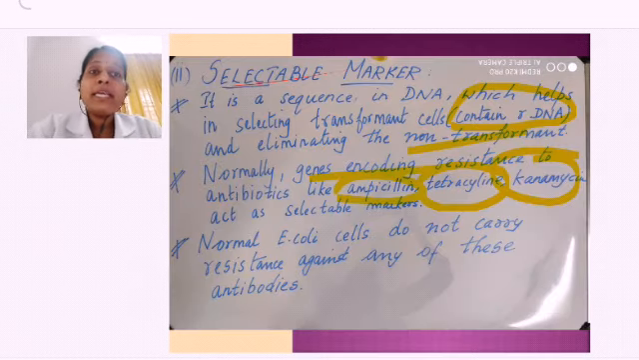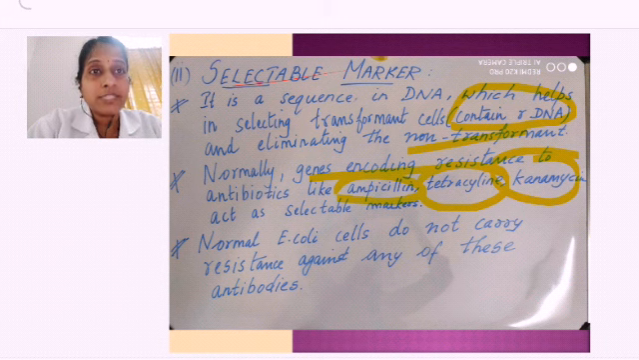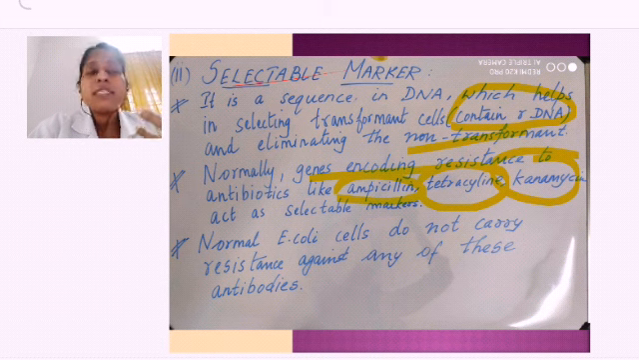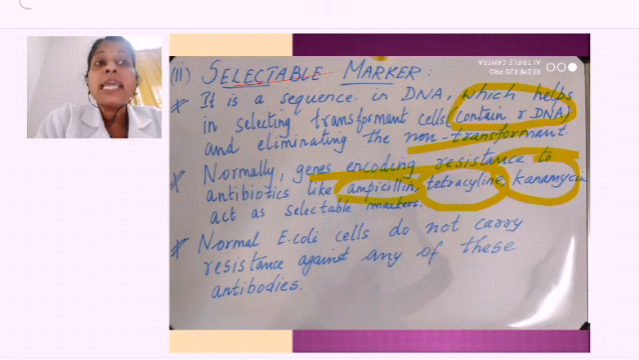Now, normal E. coli cells do not have this. The special E. coli cells which are acting as vectors, what I am selecting, have this ampicillin resistance and tetracycline resistance. One example is pBR322. Other E. coli do not have these ampicillin resistance and tetracycline resistance characters.